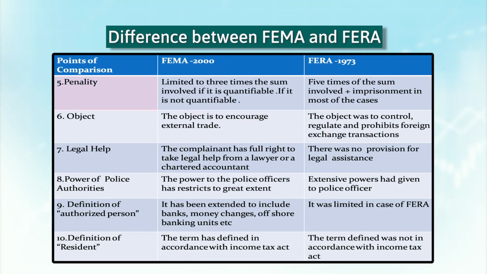Next, we come to the penalty. When we refer to the penalty, it is said that it can be quantifiable. You limit it to 3 times under the concept of FEMA, but with FERA it is 5 times. The objective is very clear, that is to encourage external trade, because 2000 means it's a global economy, a liberalized, free market economy, where the objective is very clear: to encourage external trade.